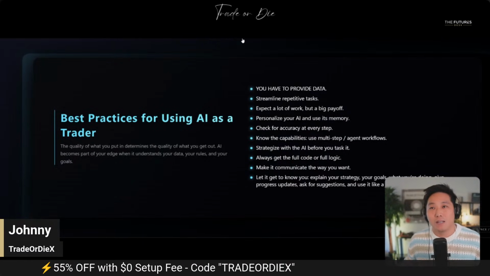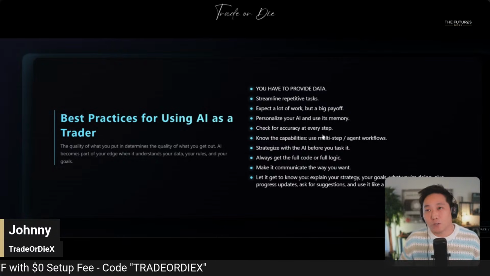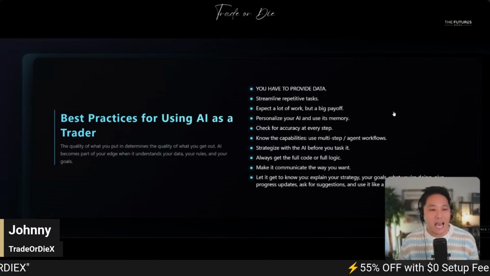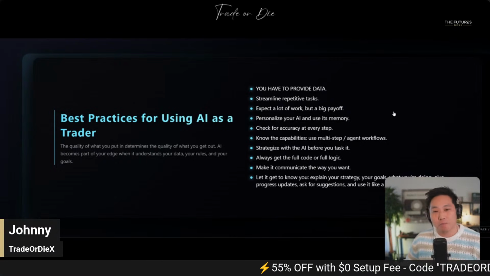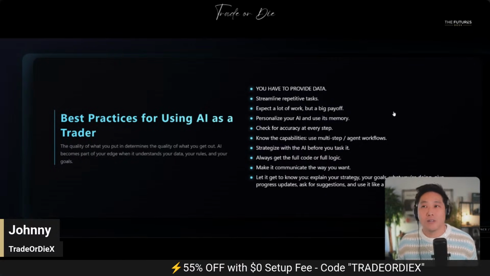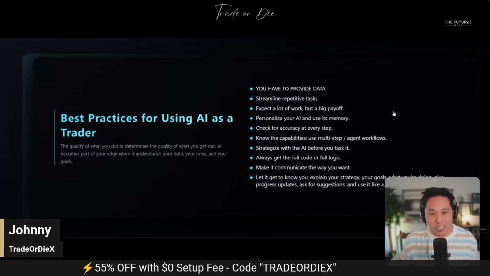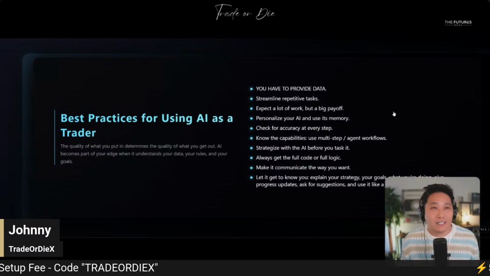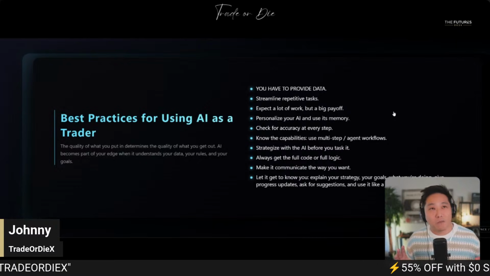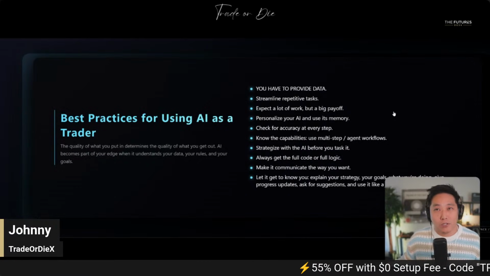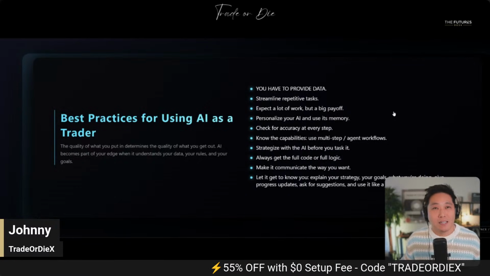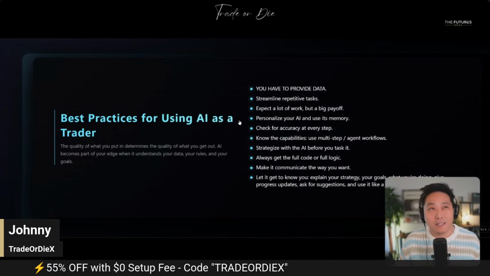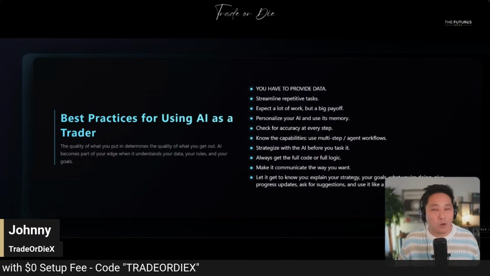Know the capabilities, use multi-step and agent workflows. What I'm talking about here is there are some tasks in AI that are best done through something like ChatGPT agent, for instance, if it's a multi-step process. Let's say you want to take data from this spreadsheet and create a new spreadsheet with multiple tabs in it. Maybe it's a time-consuming task with like 4 steps in it.